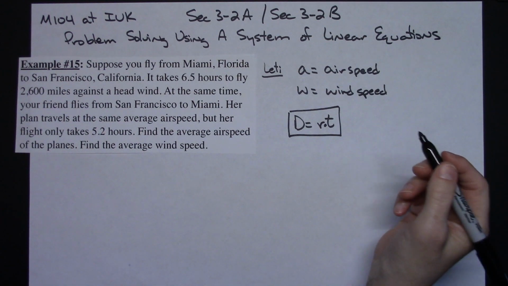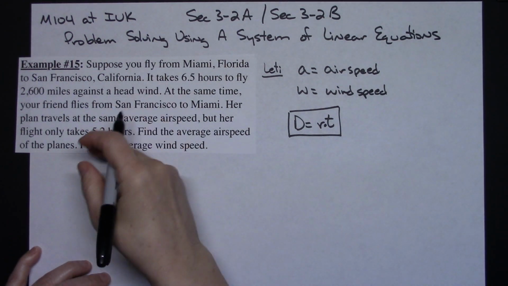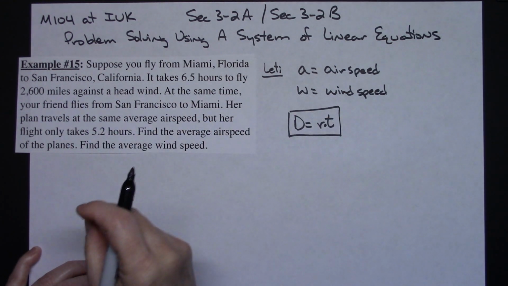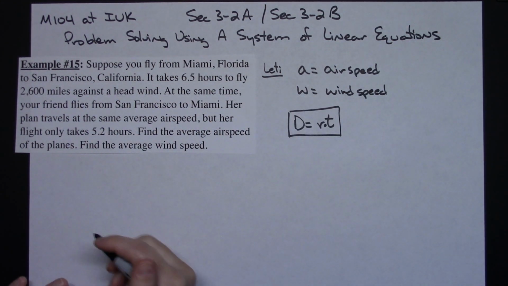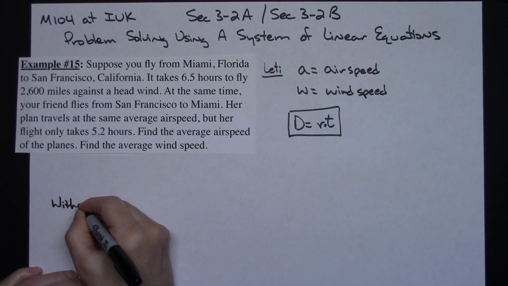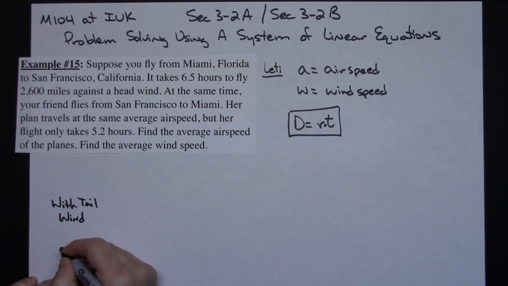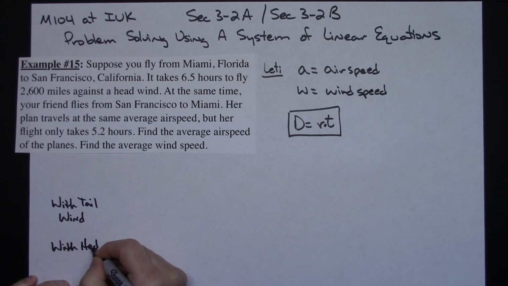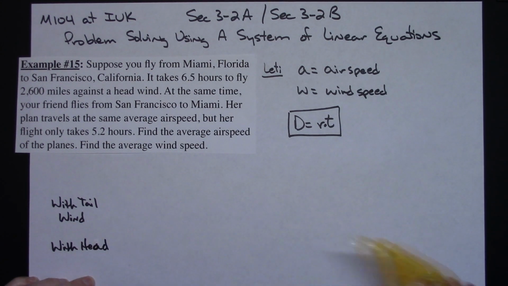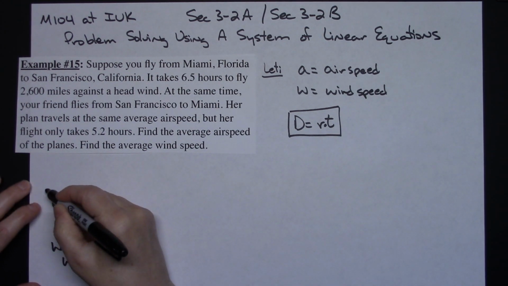So what I'm going to do is set up a box. I'm going to have two scenarios: I'm with the tailwind and I'm with a headwind. So one of those two things. So let's do with tailwind. And then let's do with a headwind. Whoops, let's fix that there. With a headwind. Okay, so there's my two scenarios.